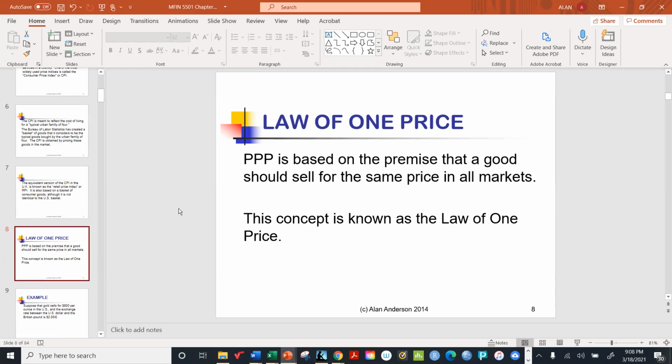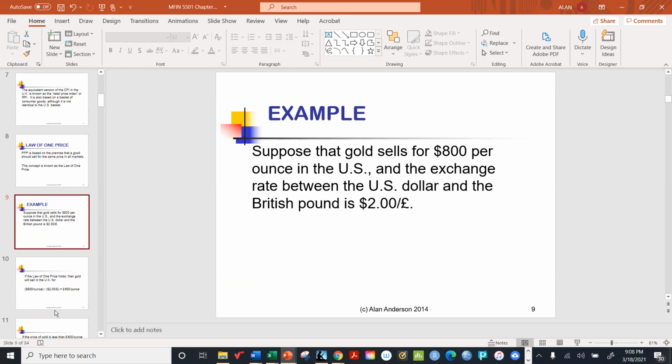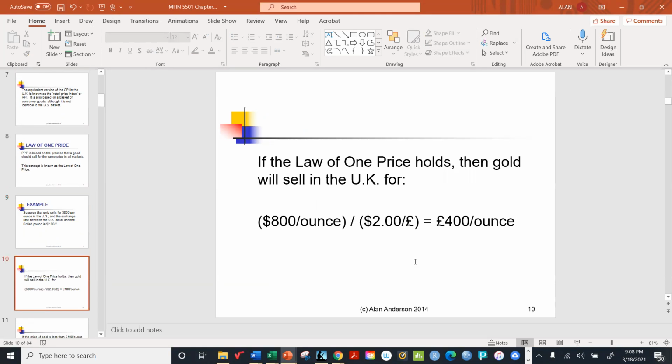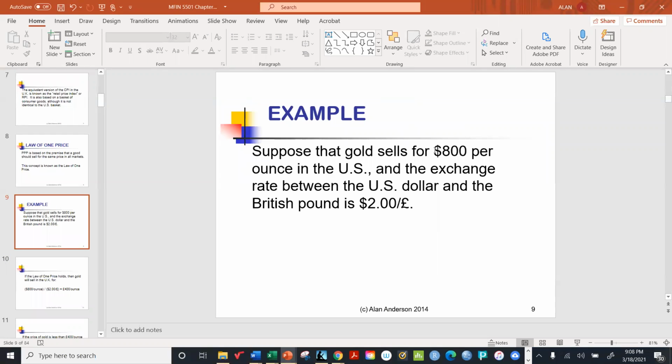So just as a quick example of this, what if we discover, oh man, this is outdated, gold is selling for $800 an ounce in the US. All right, let's just say that that's what's happening. And the exchange rate between the dollar and the pound is $2 per pound. That implies that the price of gold in the UK should be 400 pounds per ounce, because after taking into account the exchange rate, $800 in the US should be worth 400 pounds in the UK. So according to the law of one price, we'd expect to see gold prices in the UK at 400 pounds per ounce.